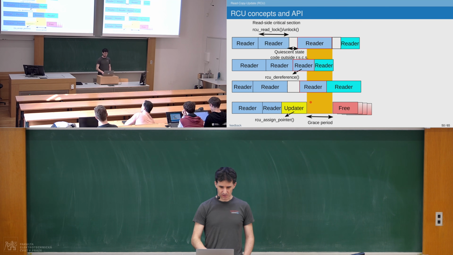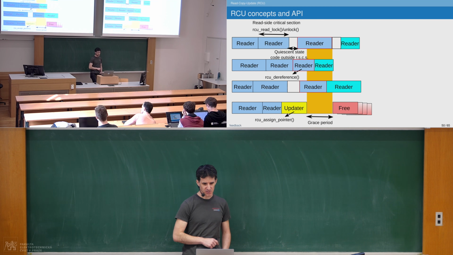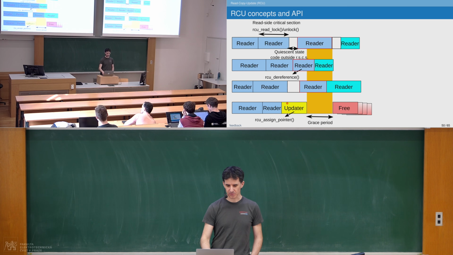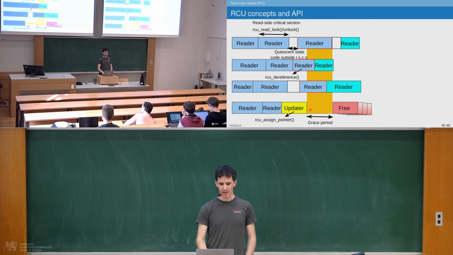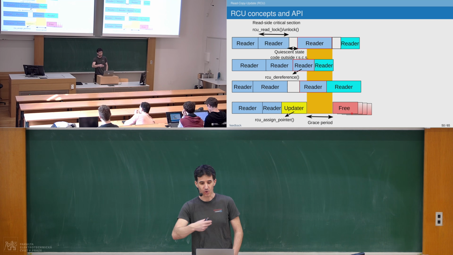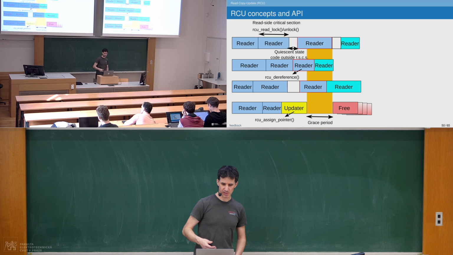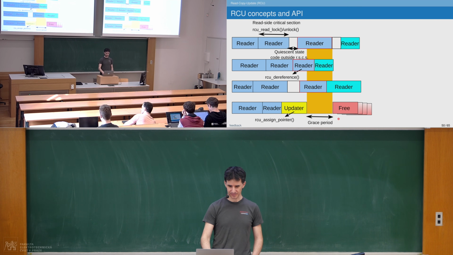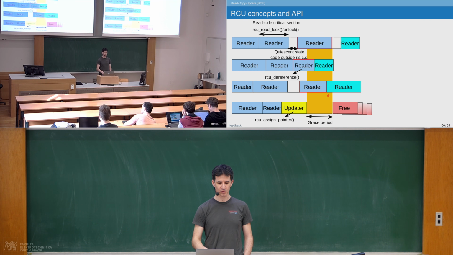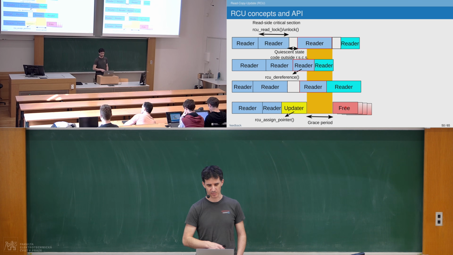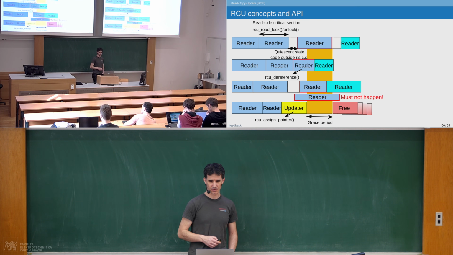And the second most important term is the term grace period. And the grace period is the time after an updater updates data until it is safe to free the old copy of updated data. So this is called grace period. And basically the tricky part of RCU is to figure out how long this grace period is, so that I can free the data.